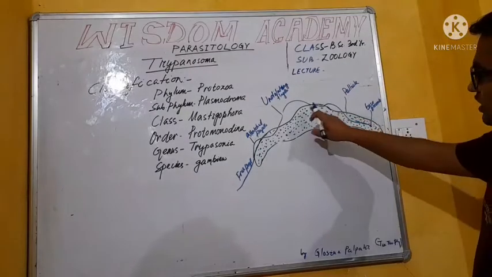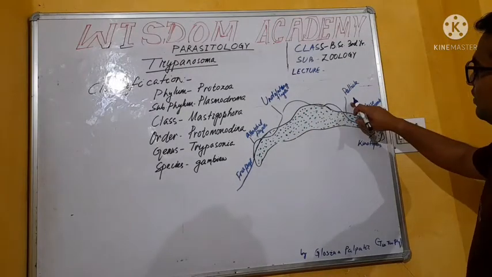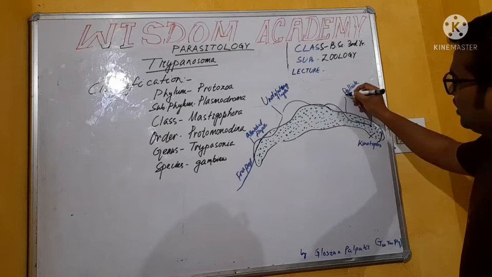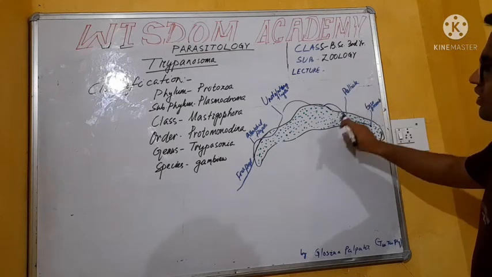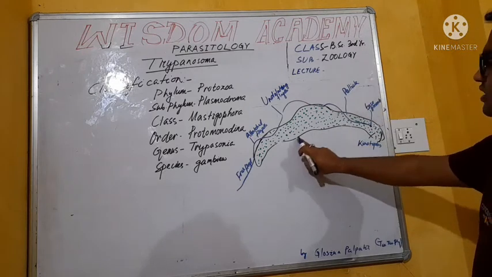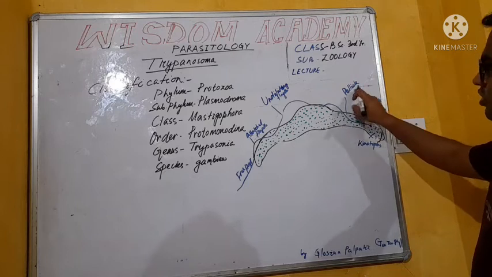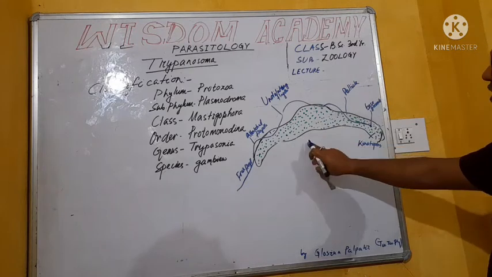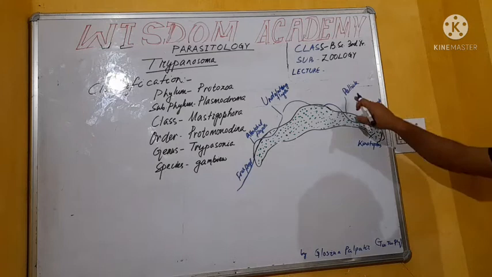The cell wall is made up of pellicle. In any protozoan, the cell wall is made up of pellicle. Also the cell wall of Trypanosoma is made up of pellicle.